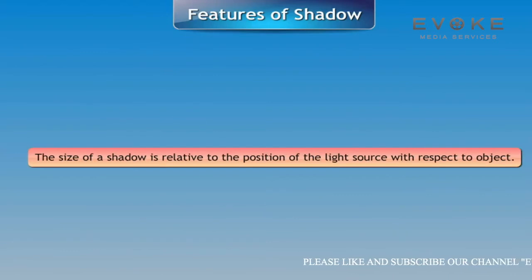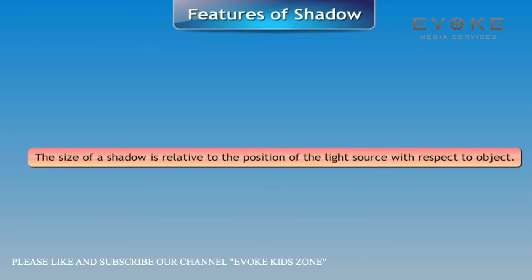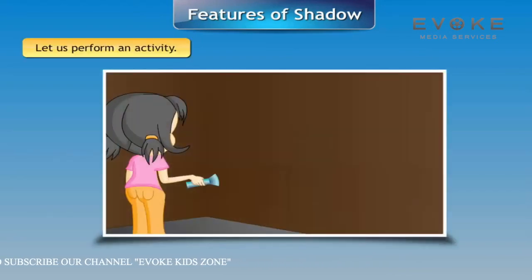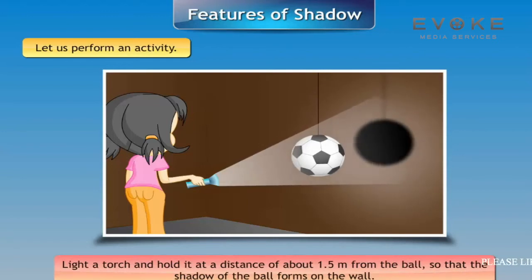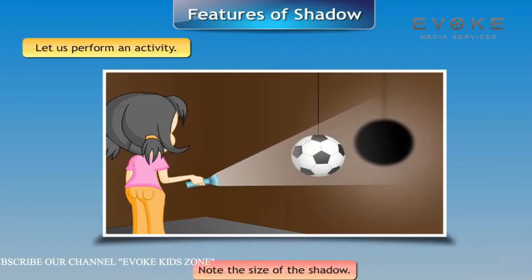The size of a shadow is relative to the position of the light source with respect to object. Let us perform an activity. Take a ball and hang it from a rigid support with the help of a thread. Light a torch and hold it at a distance of about 1.5 meter from the ball, so that the shadow of the ball forms on the wall. Note the size of the shadow.